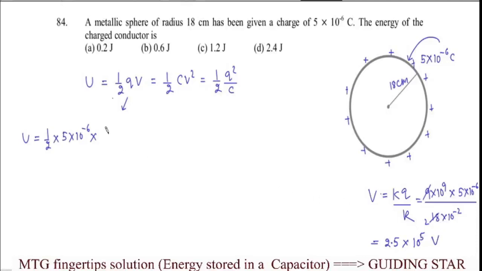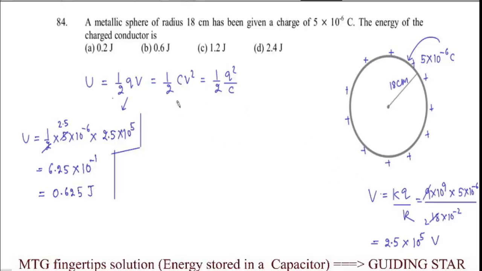So finally if we put that value over here, it will be 2.5 into 10 to the power 5. If we cut this, it will be 2.5 into 2.5, which is 6.25 into 10 to the minus 6 plus 5, so 10 to the power minus 1. That means 6.25 divided by 10, so it will be 0.625 joules. Clear? So you can use this formula, or you can use capacitance.